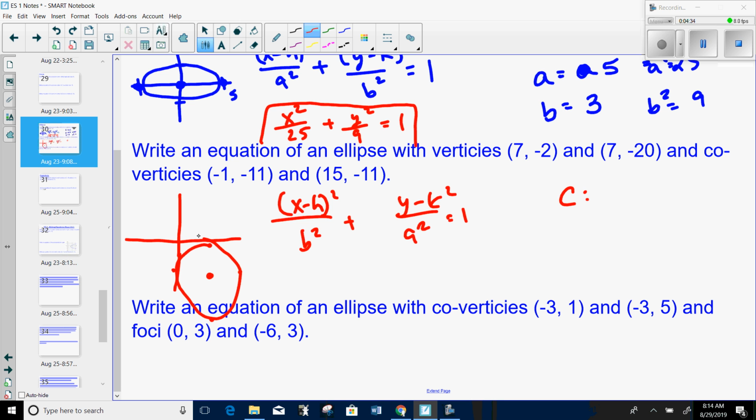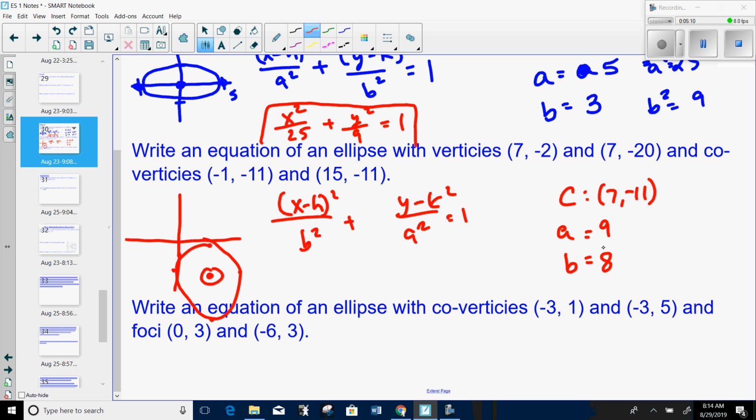So what is the center? The center is going to be this point right here. That is an x value of 7 and a y value of negative 11. I need to figure out what a is and what b is. a is the distance from the center to the vertices. How far is it from negative 11 all the way up to negative 2? That would be a distance of 9. And then how far is it from the center out to the co-vertex? The center is at 7, and I have to go out to 15, which is a distance of 8.